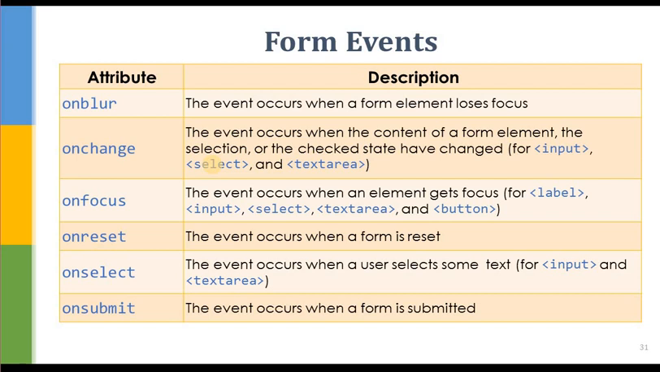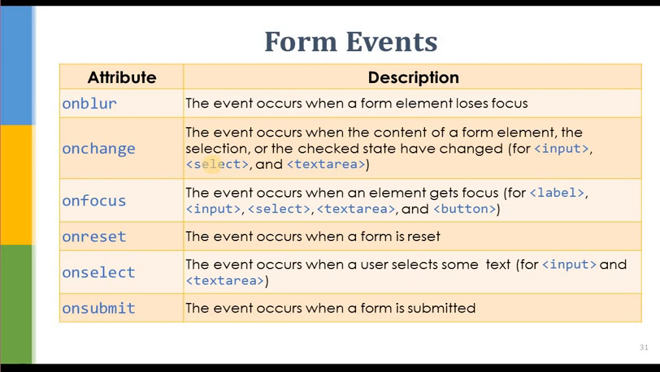Whenever you are dealing with a form and you are expecting that the user is going to enter data and just submit it, there are also multiple kinds of events that occur during form submission. So what are those events? On blur, that means the event occurs when a form element loses its focus. On change, this event will occur when the content of a form element, the selection or the checked state have changed, for example input, select or a text area.